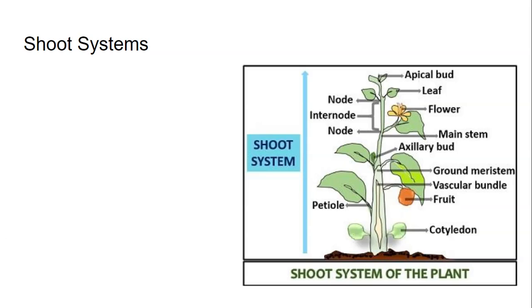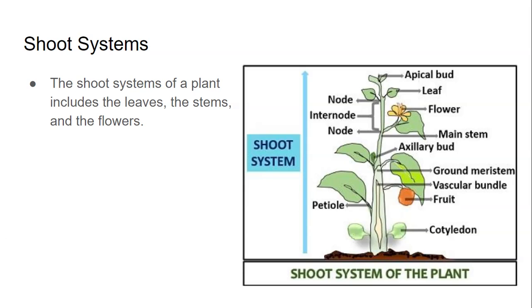So what are shoot systems? The shoot system of a plant includes things like the leaves, the stems, and the flowers. So really anything that's above ground. You can see here based on this picture off to the side, the shoot system is what we have basically from the ground up. So all of that is what we're going to call the shoot system, and we'll learn about the root system within the next video.